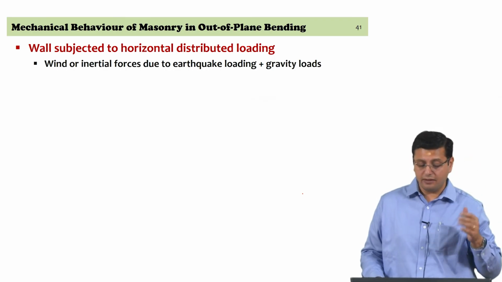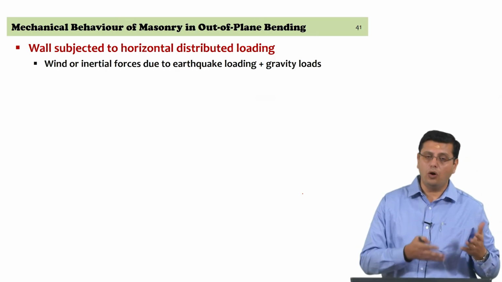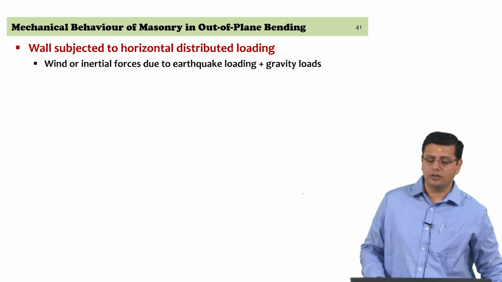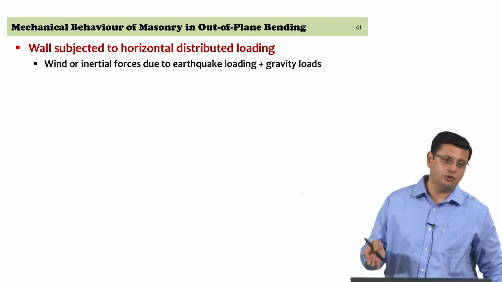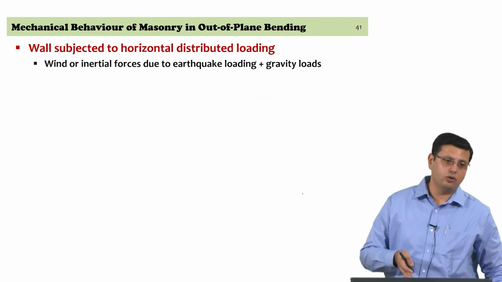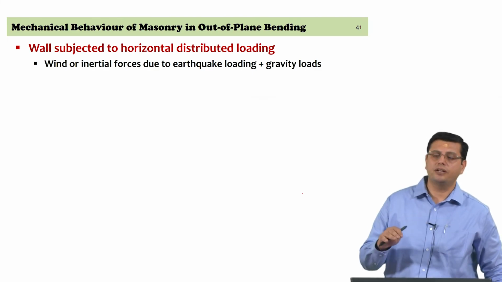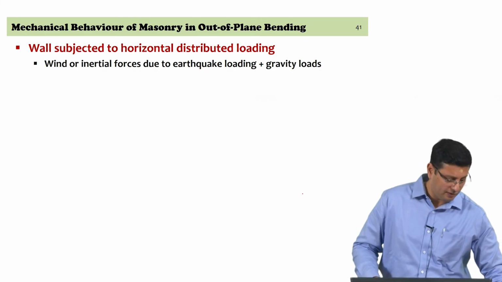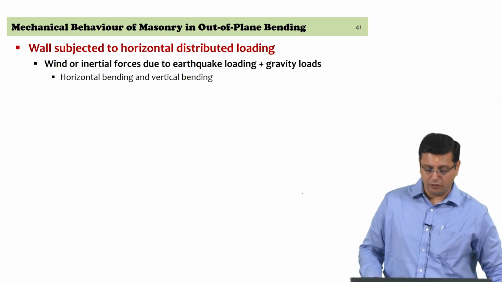So, we are examining a situation where the wall is subjected to horizontal distributed loading, and this is in the presence of gravity load. So, we are examining a combination of loads here. The gravity load is present, the stresses due to gravity loads are already present in the wall, but in addition we have the lateral load acting on the wall.